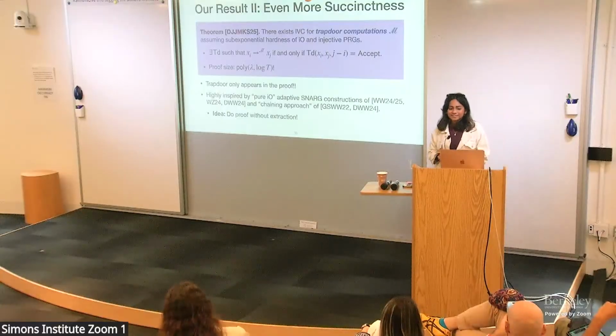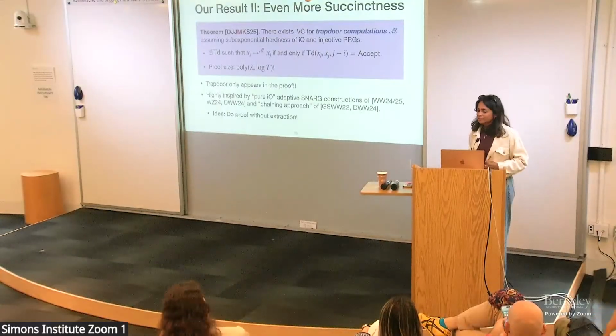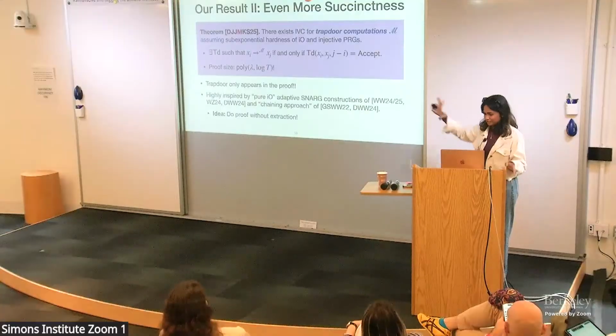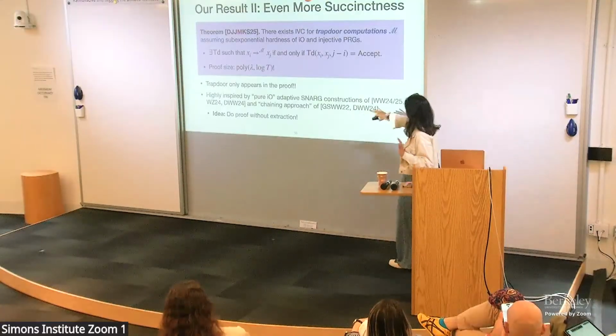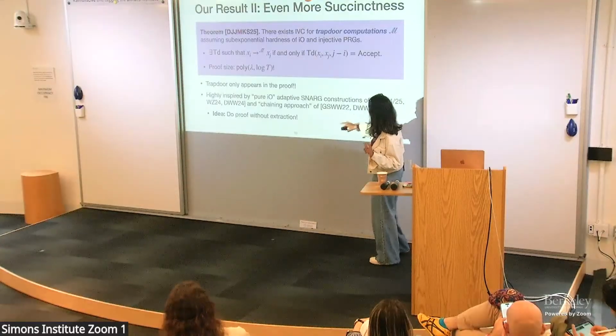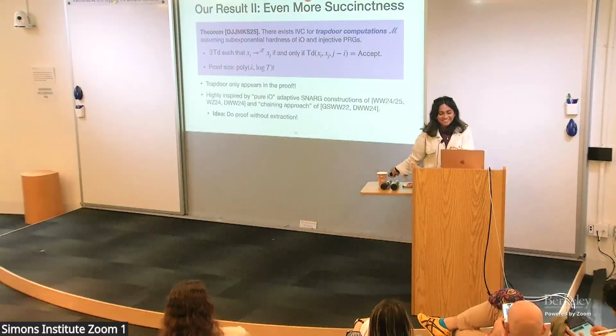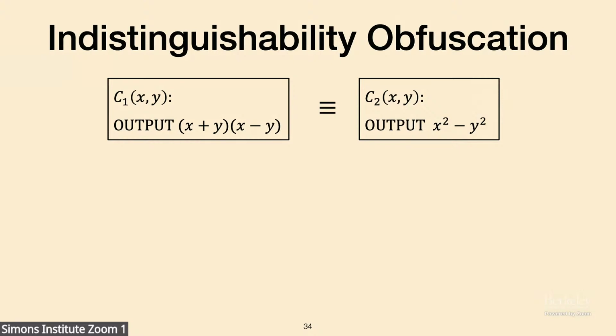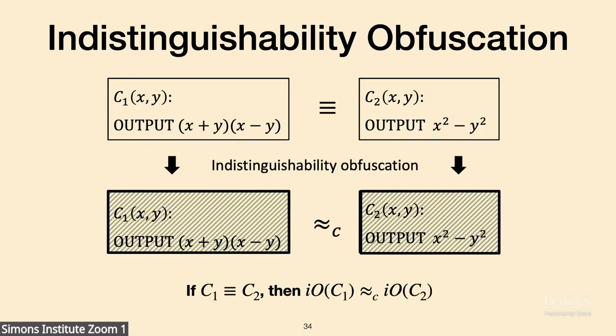Okay, so this is highly inspired by the pure I/O adaptive SNARK chaining approach of works by Waters, Wu, Gentry, Devadas, lots of Waters. Since I can't believe I'm the first one this week to define I/O, but I am. So, ta-da! Why did you get to I/O? Because my theorem uses I/O. I see. So now I'm going to prove the theorem.